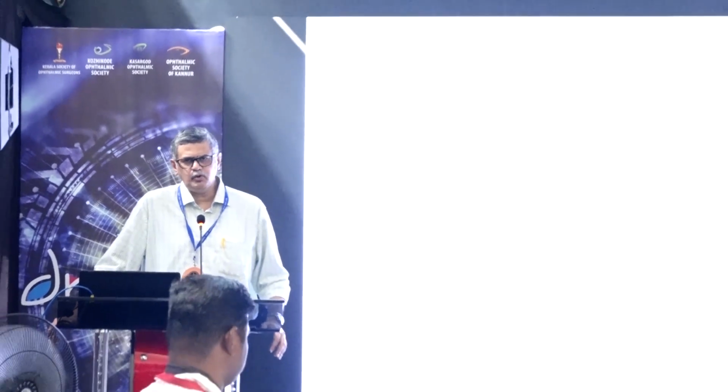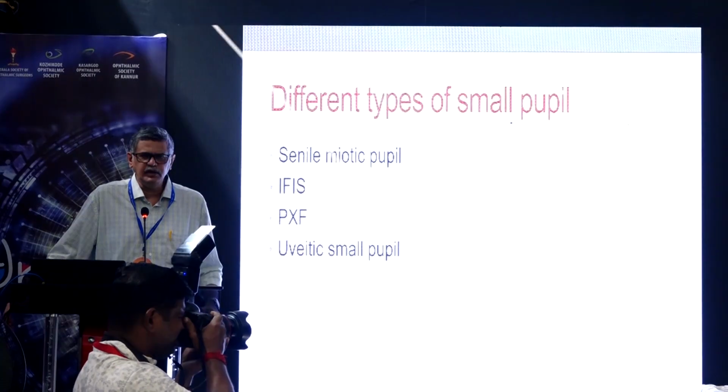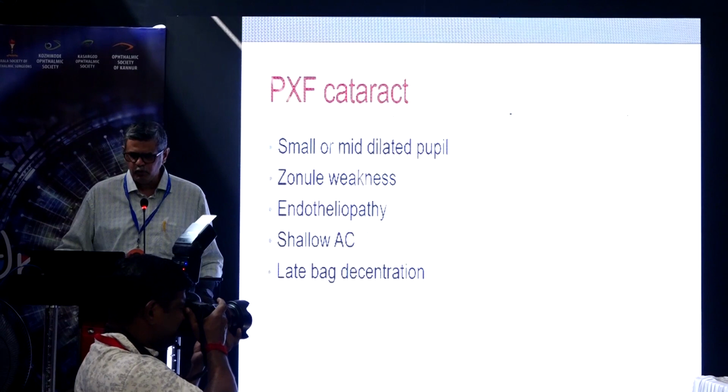Then you have IFIS, where there are no telltale signs on the iris. But you can anticipate it by the amount of pupillary dilatation and the duration of tamsulosin use. Sometimes the pupil dilates well and on the table you realize that this pupil is coming down and starting to flutter. The third type is pseudoexfoliation, which I am going to slightly expand on today, where the findings are different. And you also have the uveitic small pupil, where it is bound down by synechiae, and because of that you have a small pupil.